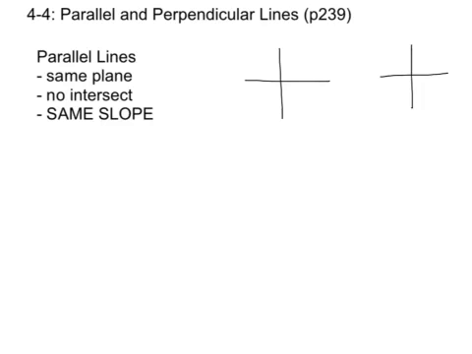This section is 4-4 parallel and perpendicular lines, which is on page 239 in your text. So first we need a couple definitions. So first off, parallel lines. Parallel lines are in the same plane, meaning a two-dimensional plane. They do not intersect. If the lines are parallel, they do not intersect. And a really key way that you can see this is if they have the same slope.